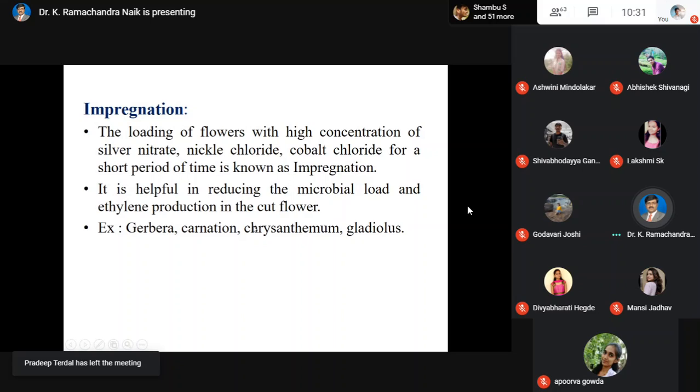Especially this is a problem in gerbera, carnation, chrysanthemum and gladiolus, because even if you dip the cut end in water, sometimes even after dipping you see drying of the flowers or bending of the stalk.